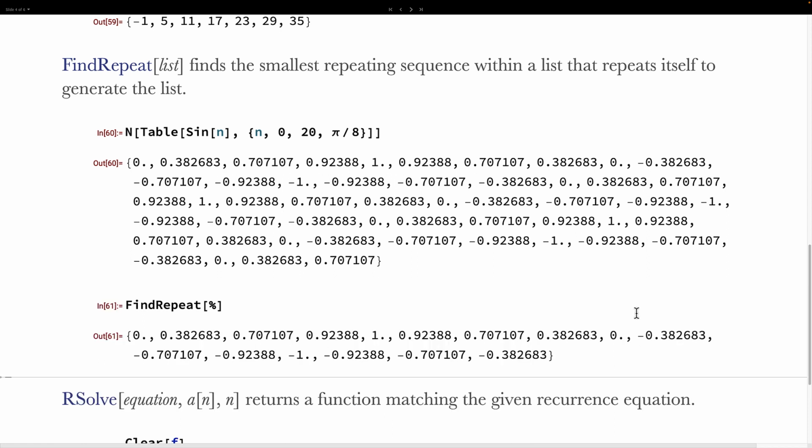we get a table of 0, 0.382683, 0.707107, and so on and so forth. Now the overarching point here is that this function notices that not every chunk of this sequence is unique and highlights the chunk that describes all of the rest of the sequence.